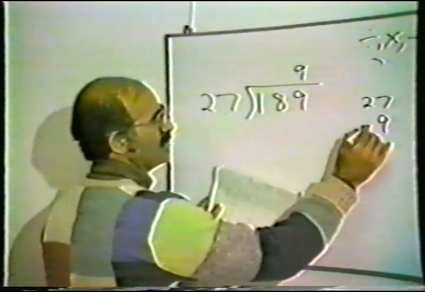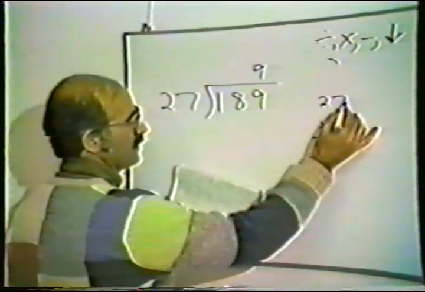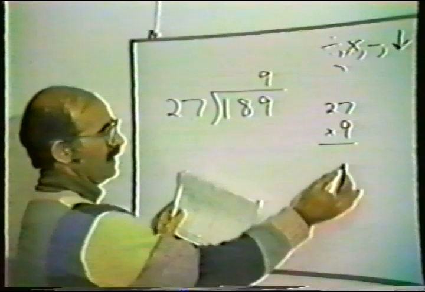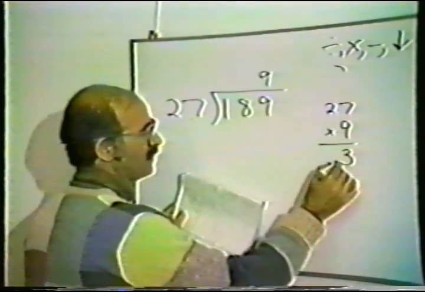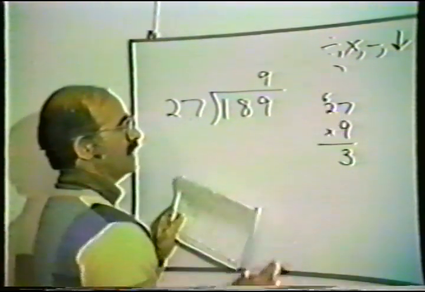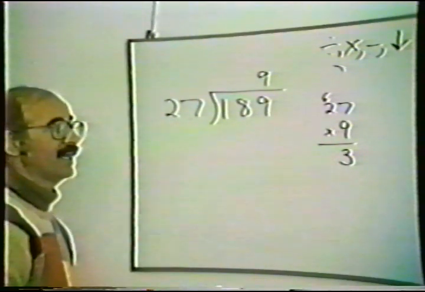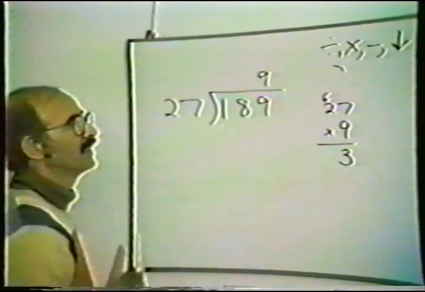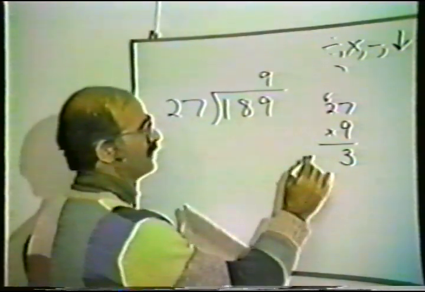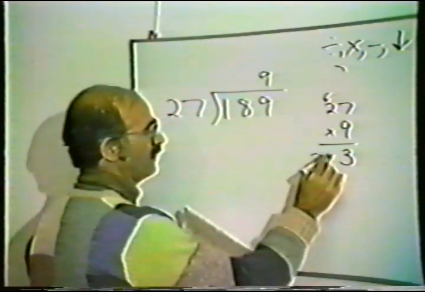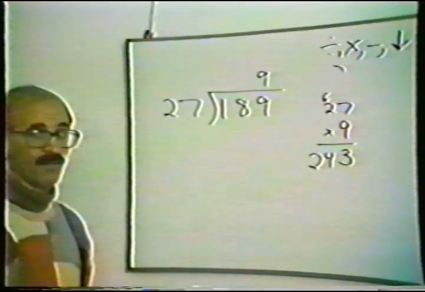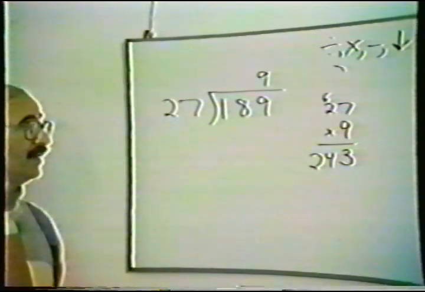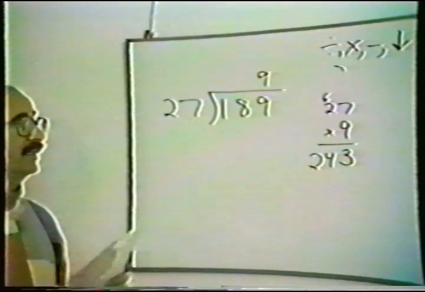27 times 9. 7 times 9 is? 63. Put down the 3, carry the 6. 2 times 9 is? 18. Plus the 6 will give you 24. Good or bad? Bad, because it's too big.